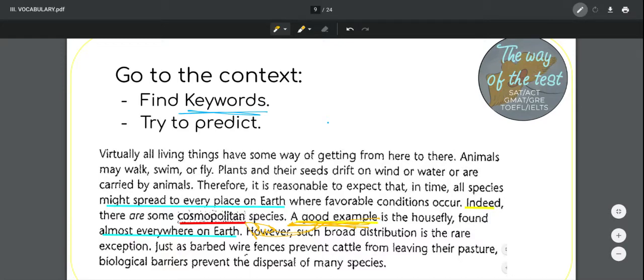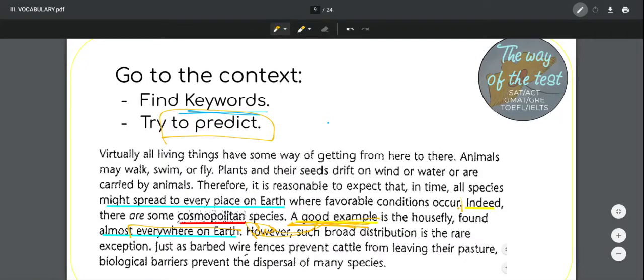We're still not going to go to the alternatives. We're going to try to predict from that. Now I'm going to say that cosmopolitan is being almost everywhere on Earth. Can you think of a word that has that meaning? Maybe not necessarily a word, maybe a concept. If you can't, that's okay, because you can always just use the definition: everywhere on Earth, or found everywhere on Earth. What is another keyword that we can use?